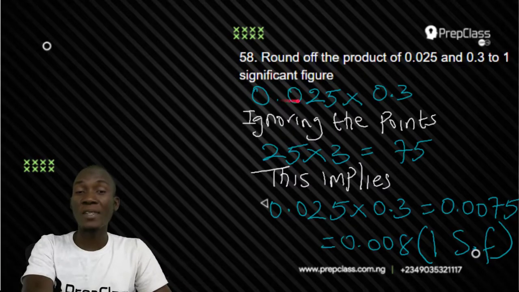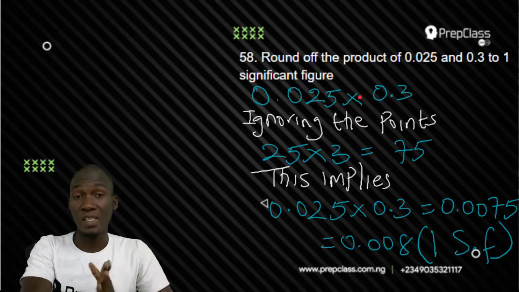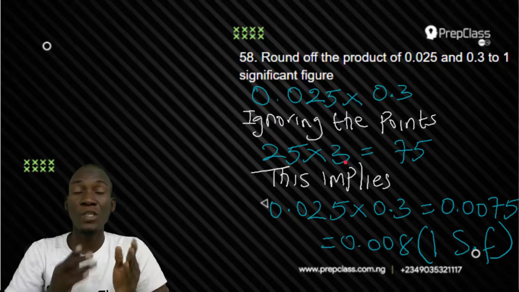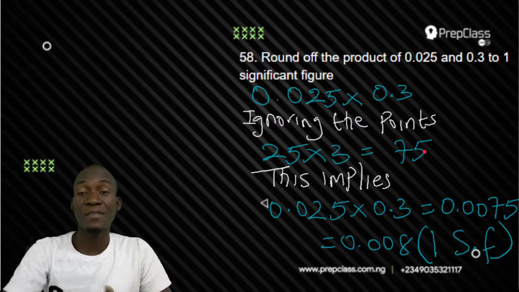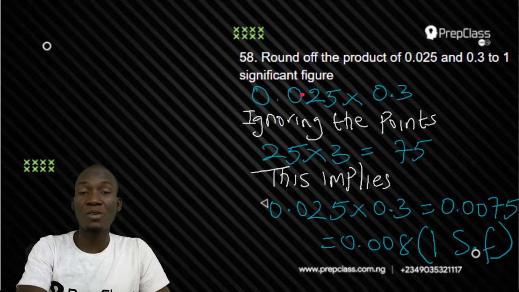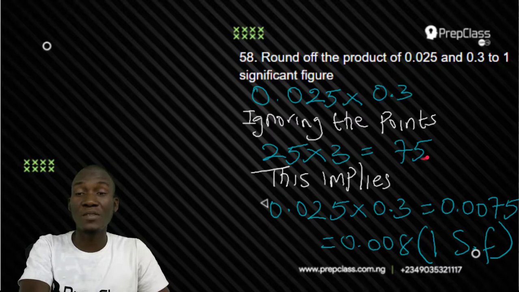Now we have 0.025 times 0.3. To make our multiplication very easy, we are first of all going to ignore the points. If you ignore the point, the 0 here and the 0 here won't have any value. So that means we'll just have 25 times 3. So we have 25 multiplied by 3. If you multiply 25 by 3, you are going to get 75. So now, because from the actual question we have 0.025 times 0.3, we are going to return the point back to the product here.